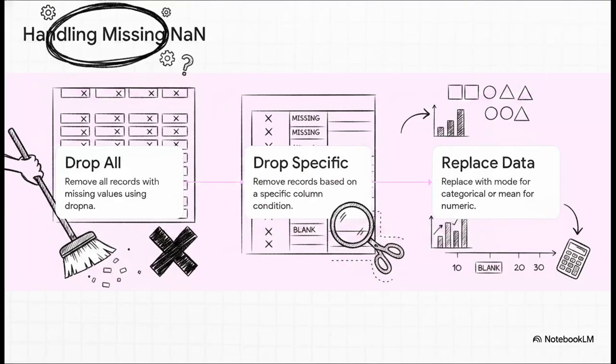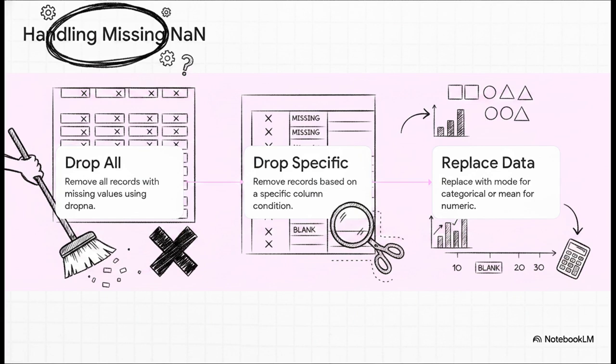So how do we actually fix a missing value? Well, we've got a few options. The most aggressive move is to just drop all records containing missing values entirely, using something like drop_NA. But if you're working with a small data set, throwing out an entire row of valuable data just because one single feature is missing, that's going to severely hurt your model. Instead, we can be a bit more surgical. We might drop records only if they're missing data in a highly critical column, or, and this is often the smartest approach, we replace the missing data.